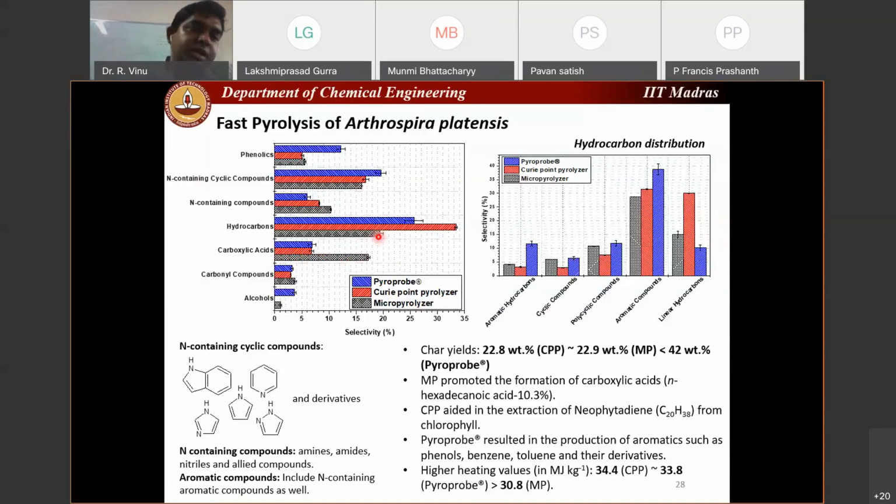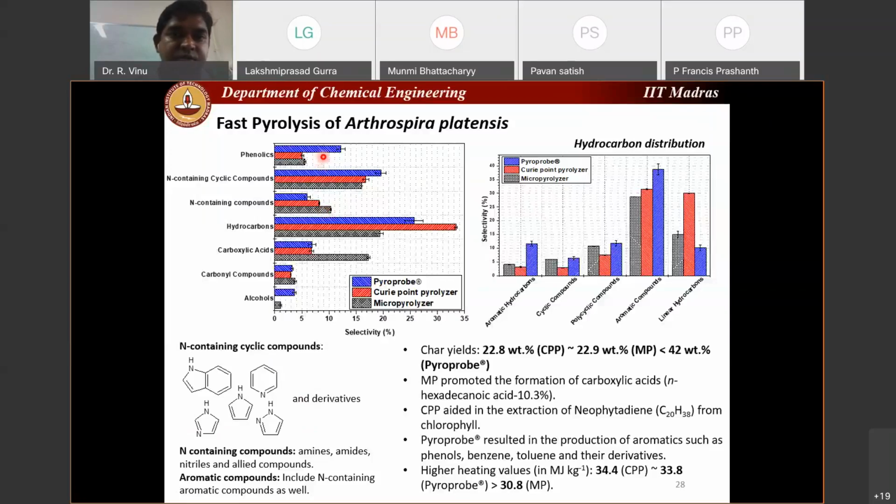So when a carboxylic acid undergoes decarboxylation, that means the release of CO2, it becomes a hydrocarbon. So you can see here that the Curie point pyrolyzer gives a significant amount of hydrocarbons. That means the carboxylic acids are getting cracked to form hydrocarbons. Okay, you can also see a lot of nitrogen containing compounds being retained, like amides, amines, nitriles, right? All these are being retained in the products from the micropyrolyzer.